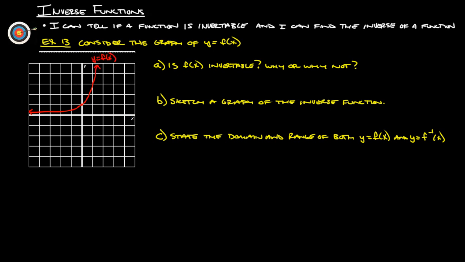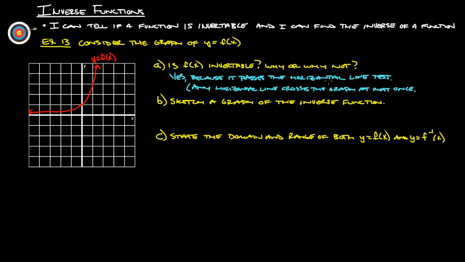No, it does not. So that means that yes, it is going to be invertible, because when we take this and reflect it over the y equals x line, or switch all the x and y coordinates, it's still going to end up being a function. Okay, so here it is. Yes, because it passes the horizontal line test, and a little bit more specific would be yes, because any horizontal line crosses the graph at most once. Okay, sketch a graph of the inverse function.